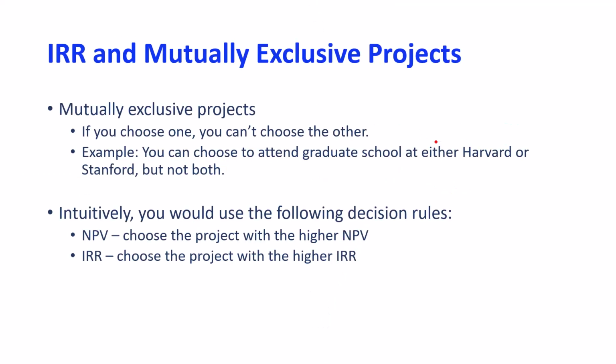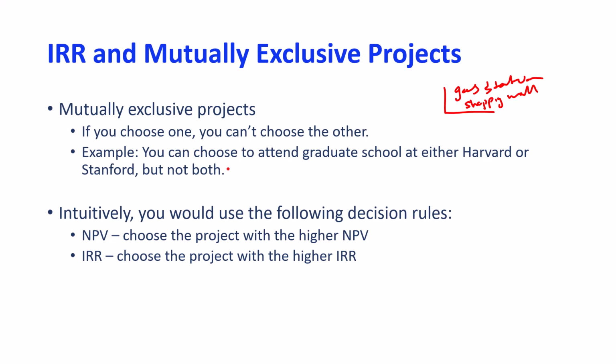The next shortcoming might come when we are evaluating mutually exclusive projects. So what do we mean by mutually exclusive projects? If you choose one, you can't choose the other. So for example, if you have a piece of land, like a corner lot, you can either build a gas station there or a small shopping mall. That means if you build the gas station, you can't do the other one.